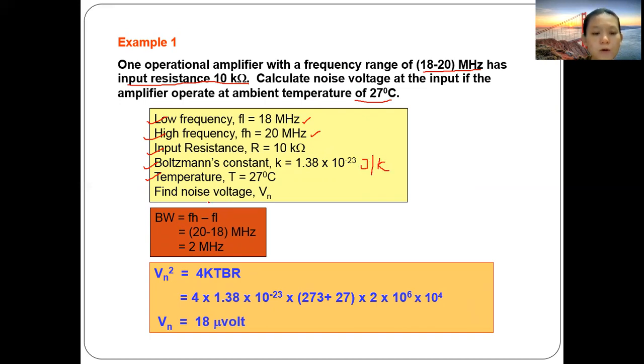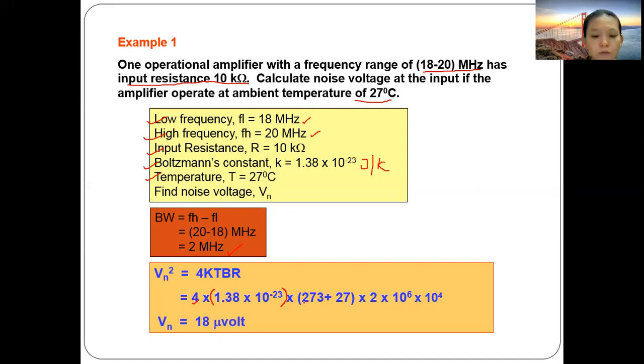Okay, now we want to find our noise voltage. So first, we found our bandwidth equals frequency high minus frequency low, 20 minus 18 MHz. So we have 2 MHz. Okay, so we substitute into our equation Vn squared equals 4kTBR. Okay, 4. K is our Boltzmann constant, 1.38 times 10 to the power of negative 23.